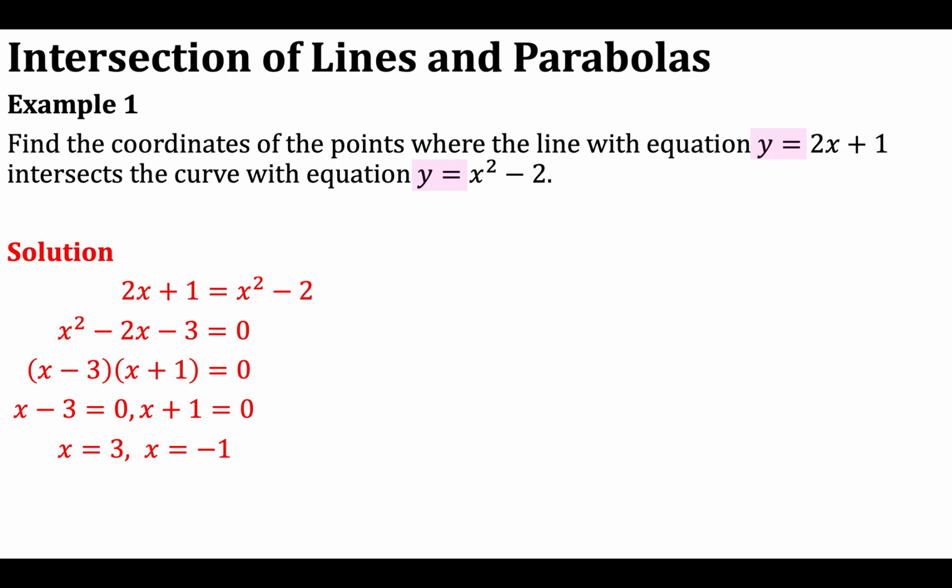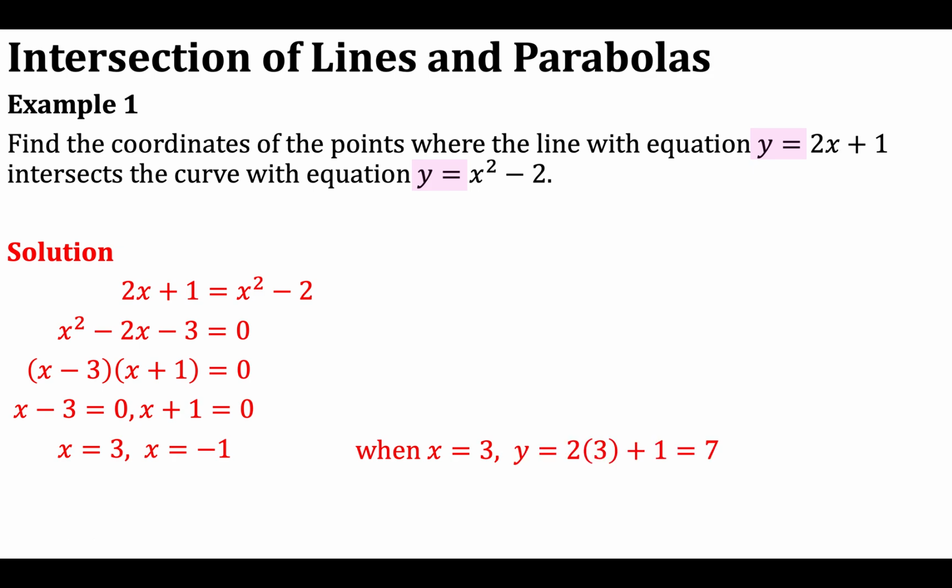Now those are our x ordinates of the points, but we want to find the y ordinates so that we've got the full coordinates of the points. So when x is equal to 3, we can substitute into one of the original equations. Probably here the straight line equation might be easier, but it's up to you which one you use. Both will give you the same answer.